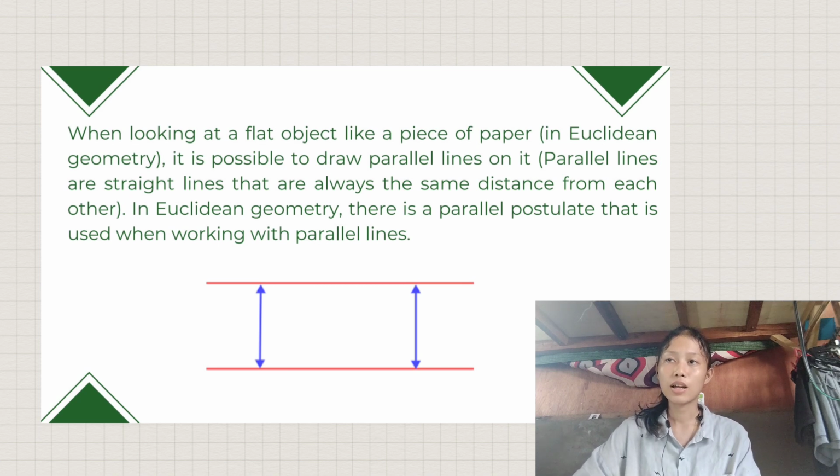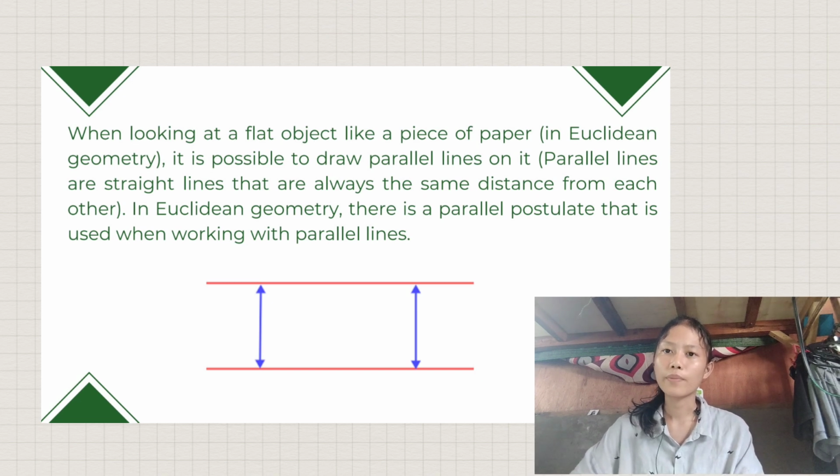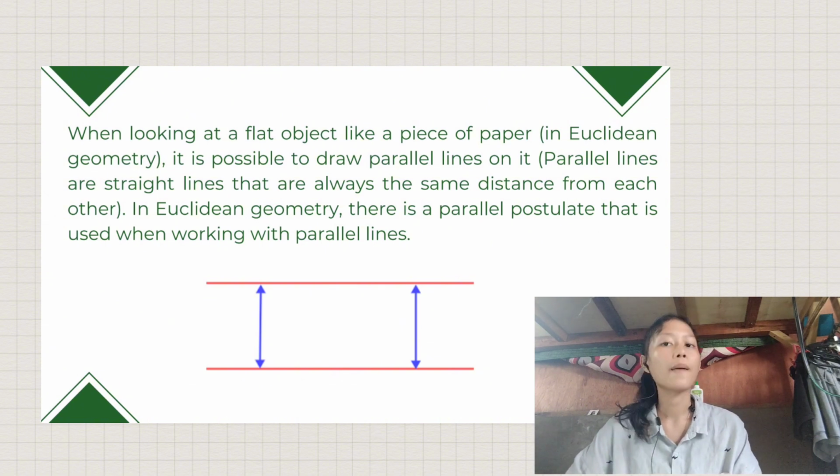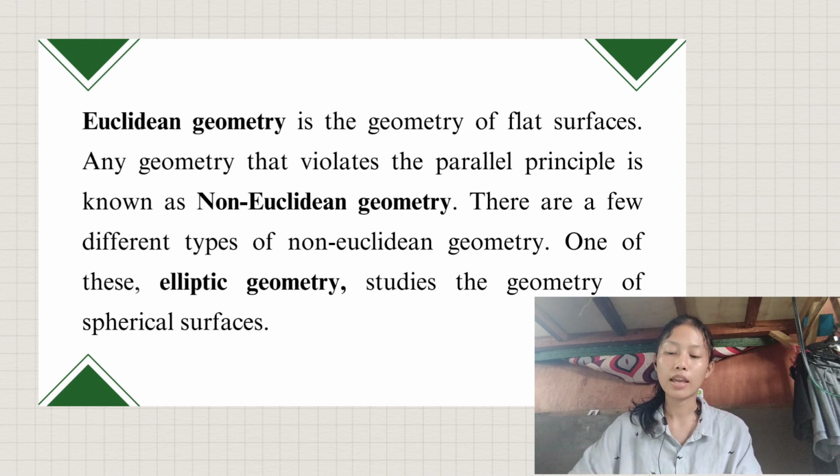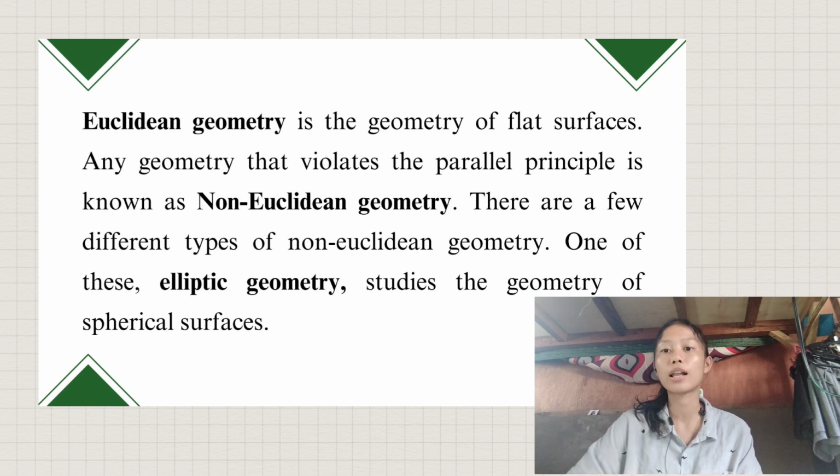If you try to do this on a curved object, it is impossible to draw straight lines, because on a curved object we can only draw curved lines, right? Curved lines that are not parallel. So that curved object is an example of elliptic geometry. Euclidean geometry is a geometry of flat surfaces. Any geometry that violates the parallel principle is known as non-Euclidean geometry. There are a few different types of non-Euclidean geometry, and one of them is our topic, elliptic geometry.